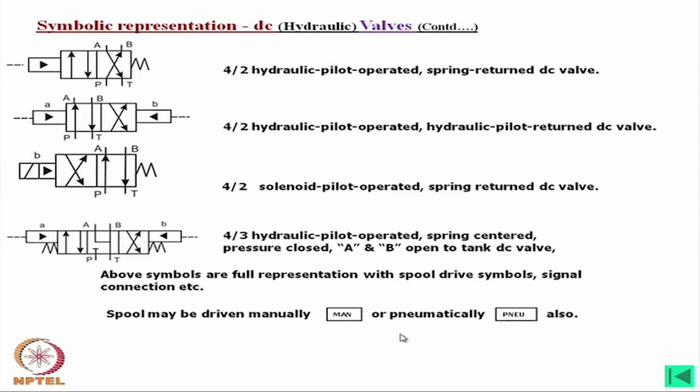Spool may be driven again manually or pneumatically. So, this is the hydraulic symbol. Similarly, in many valve symbols you will find that instead of this arrow, it is put there and it is written "man", that is manually operated, and if it is put there, pneumatically. The valve is a hydraulic valve, sorry, but the spool is being driven by pneumatic power.